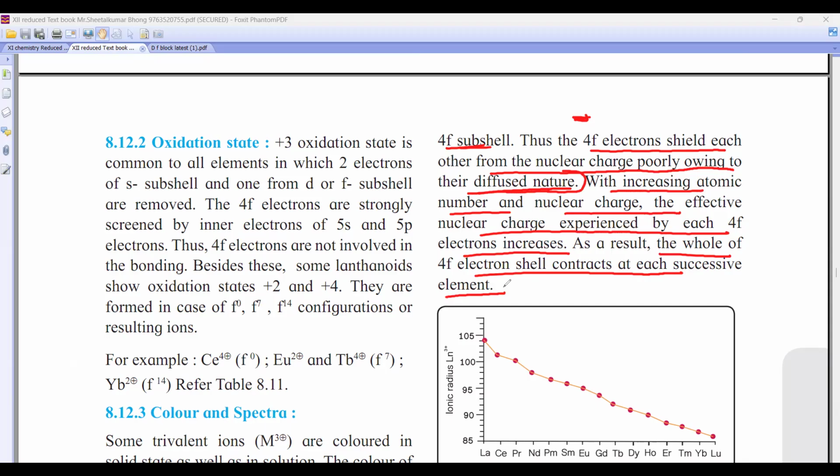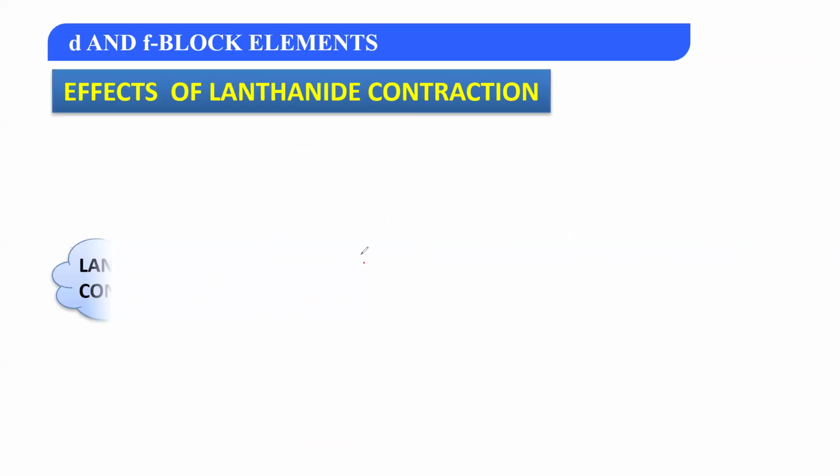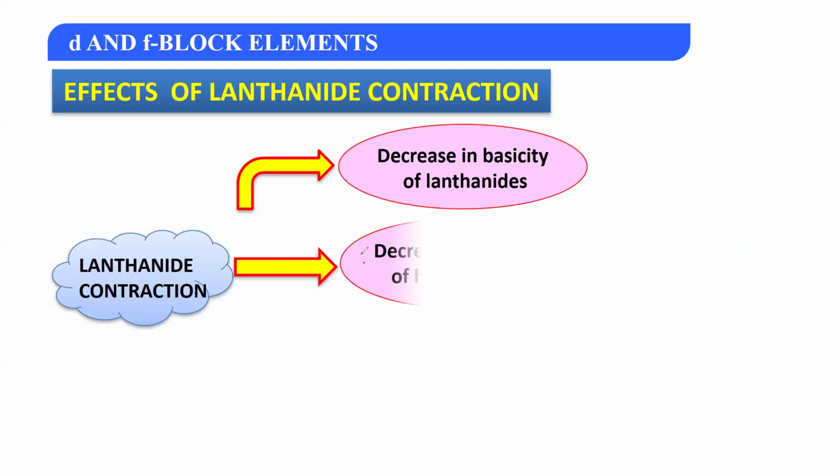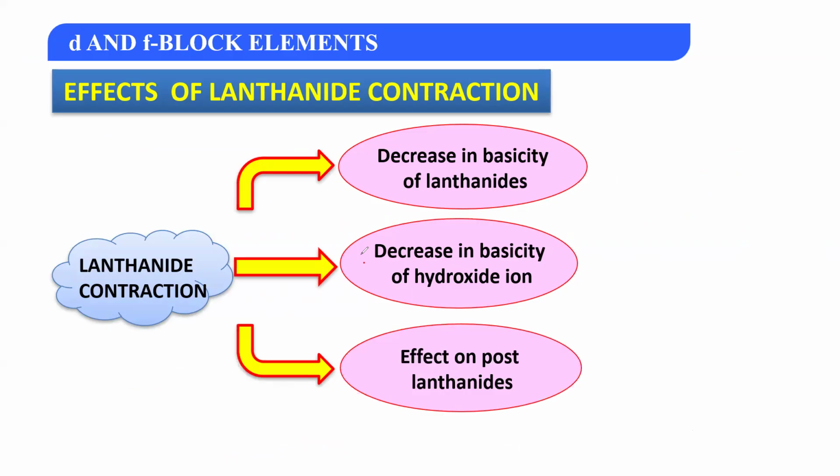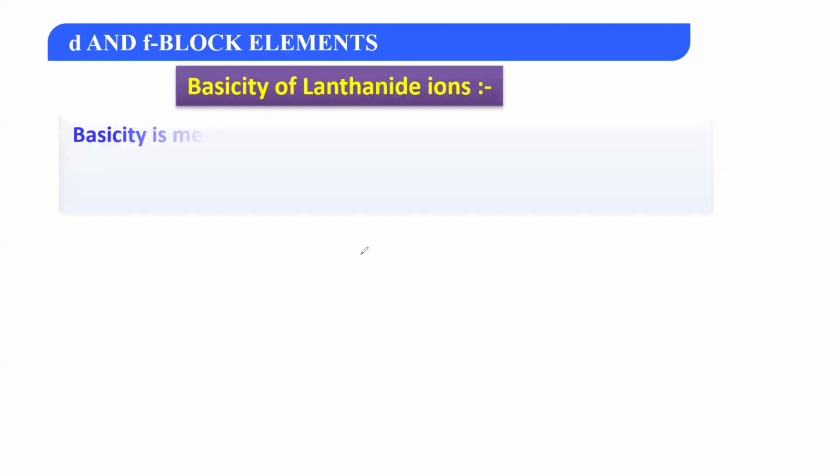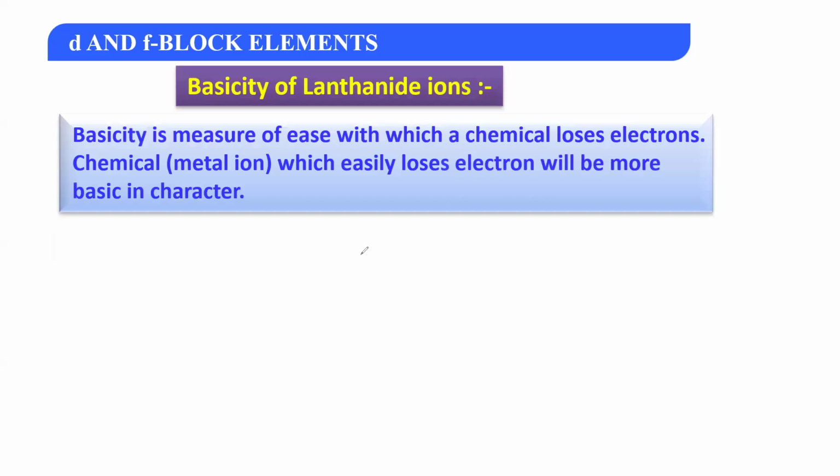Now, what will they ask in this question? First, what is lanthanide contraction and give reason for it. Secondly, what are the effects of lanthanide contraction? Effects of lanthanide contraction. So the first effect is what? Look, decrease in basicity, an effect on the size of post-lanthanoids. Now what is basicity, beta? Look, basicity.